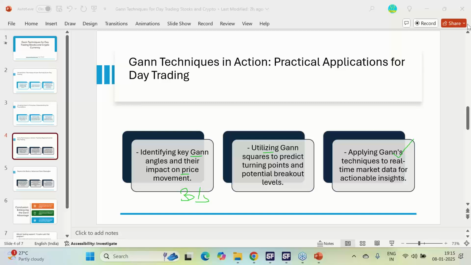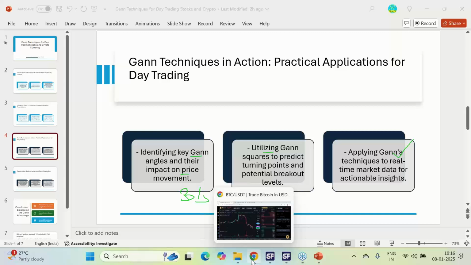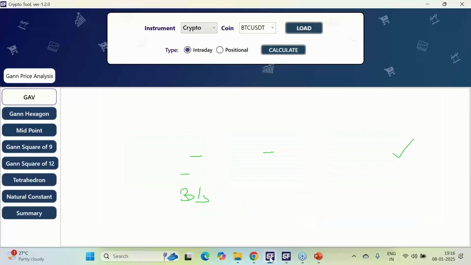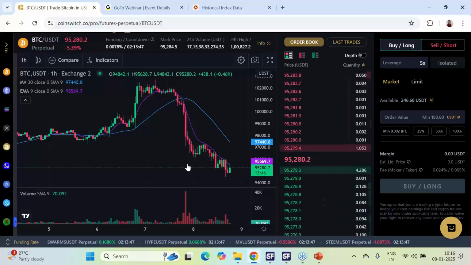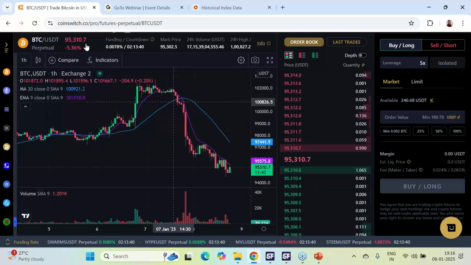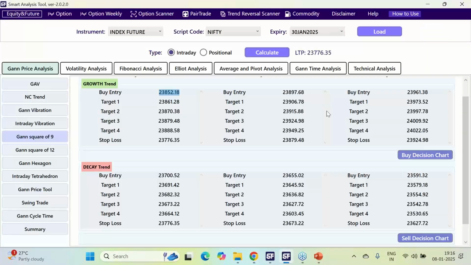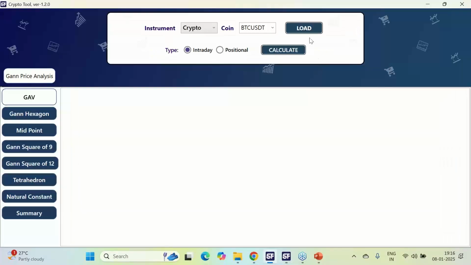So this market is over now. Okay, market is over. Can you show me something in the real things? So we have just now developed on the same Gann concept a crypto analysis tool. Here I have kept it open only for you people. What is the crypto price you have seen here? Bitcoin is 95,310. So let me simulate this one.